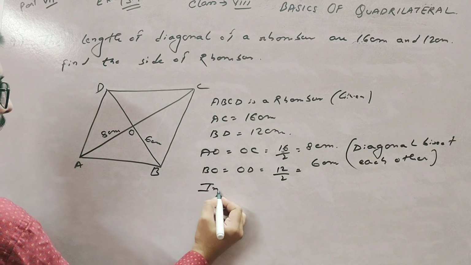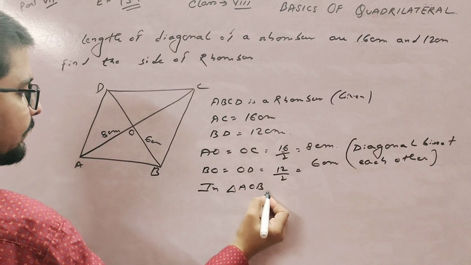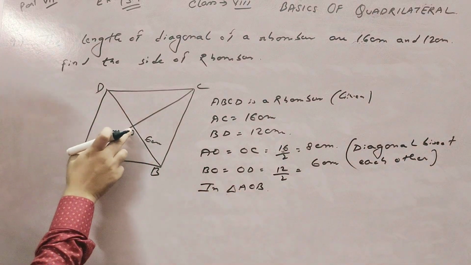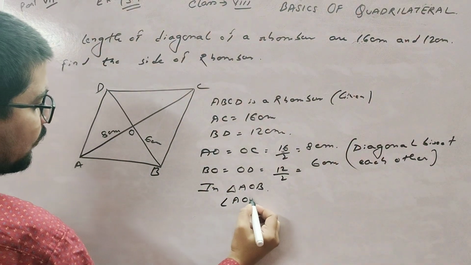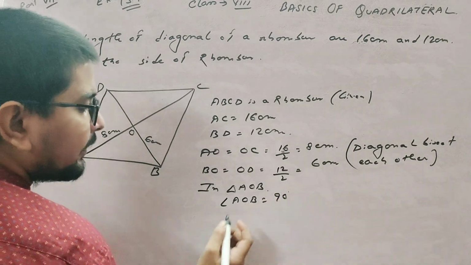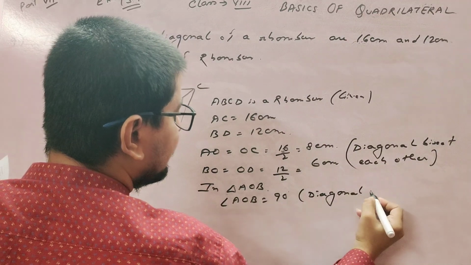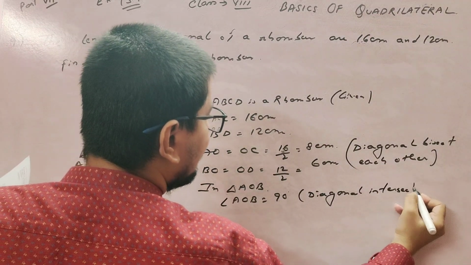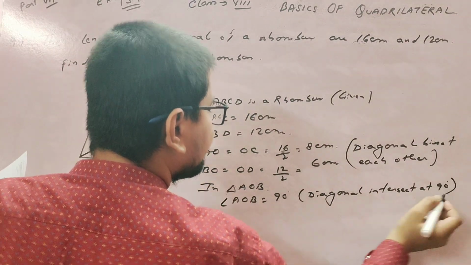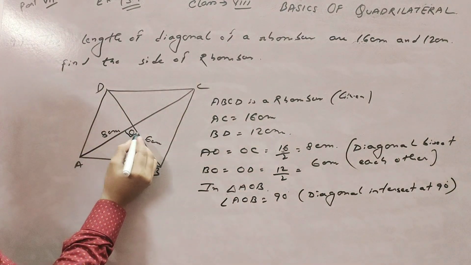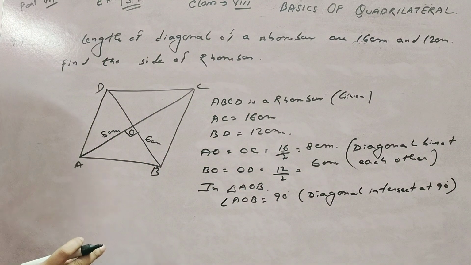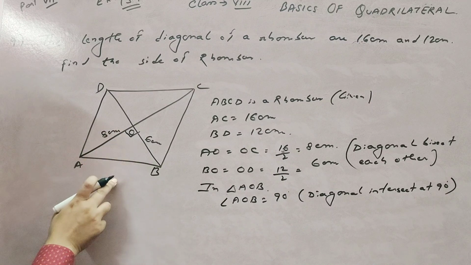So in triangle AOB, angle AOB is 90 degrees. Why? Because we know that diagonals intersect at 90 degrees. Done. So if this one is 90, by Pythagoras theorem we know that the side opposite 90 is the hypotenuse.